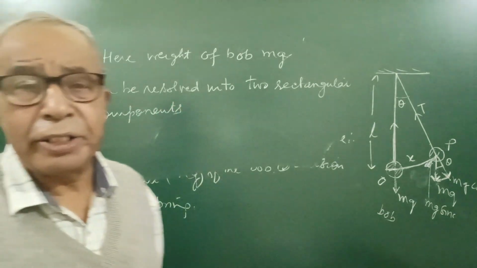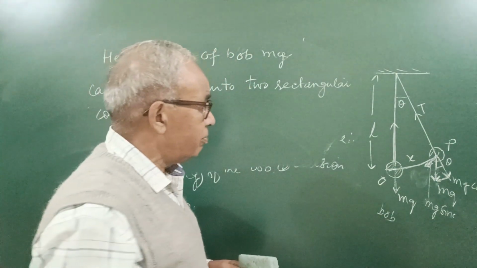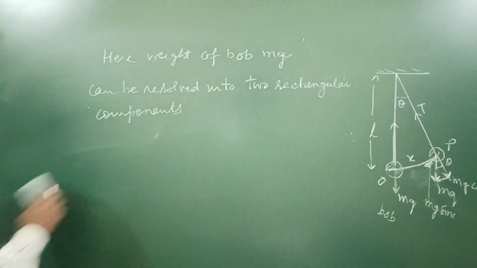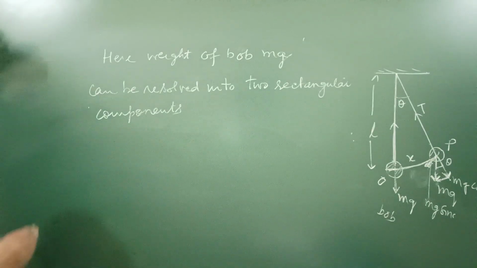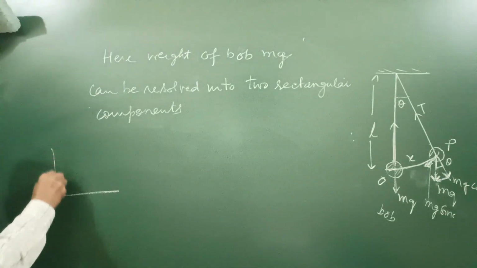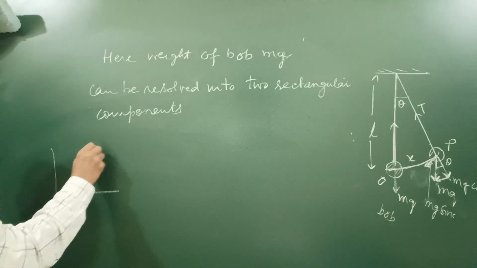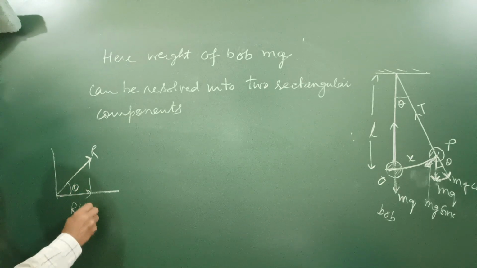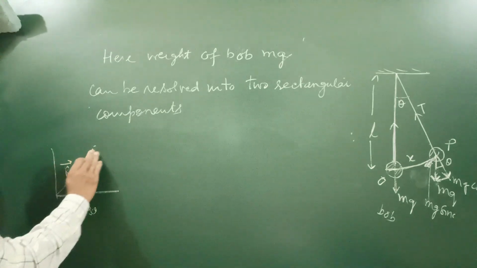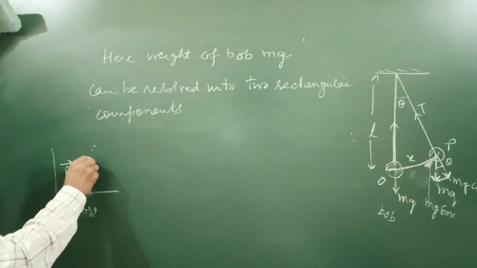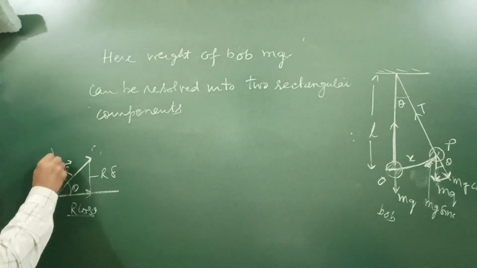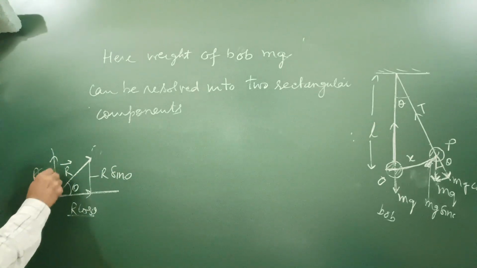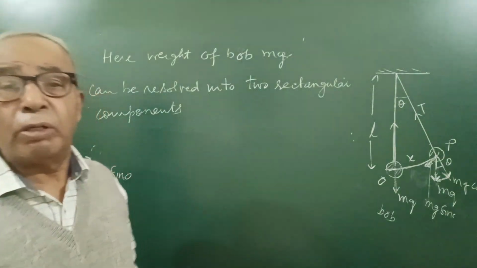Dear students, rectangular components, you must remember, are perpendicular to each other. I am showing you for understanding. If it is vector r, at angle theta, so this component has magnitude r cos theta. Here the other is r sin theta. You can show it here. Rectangular components mean the components of a vector which are perpendicular to each other.